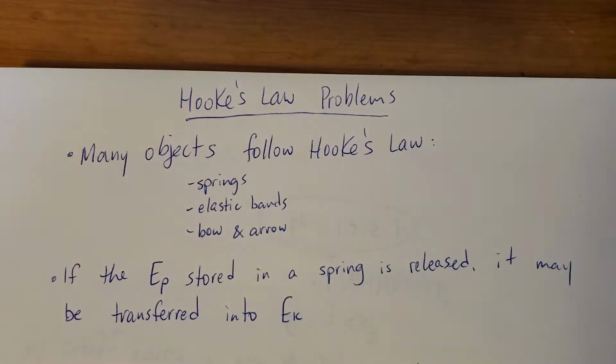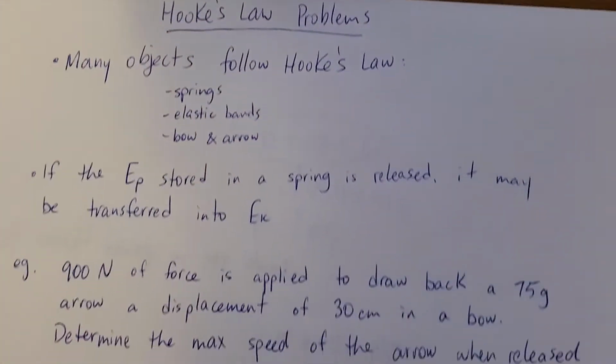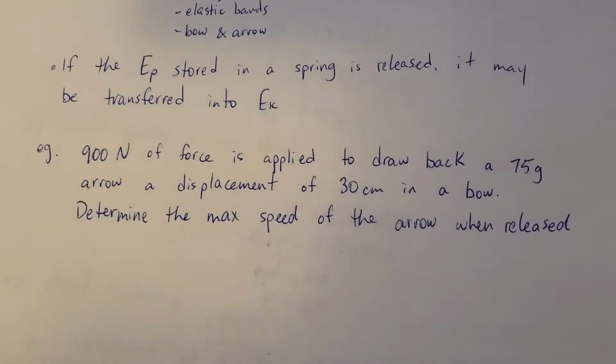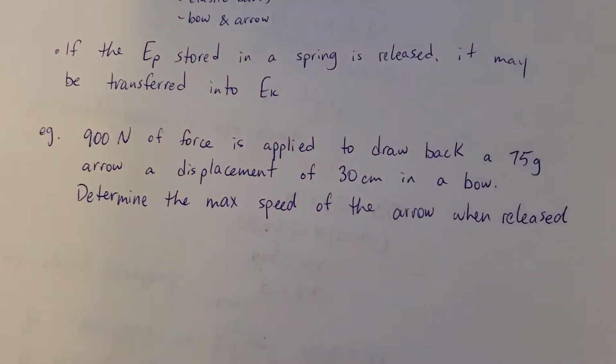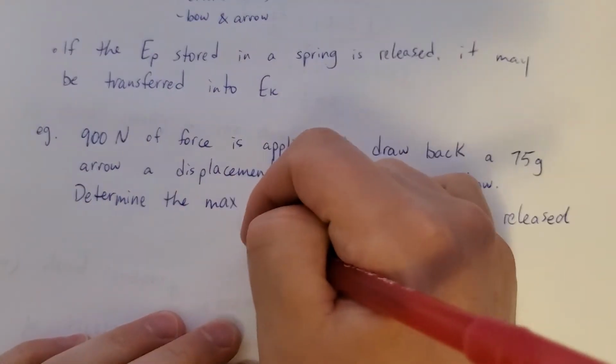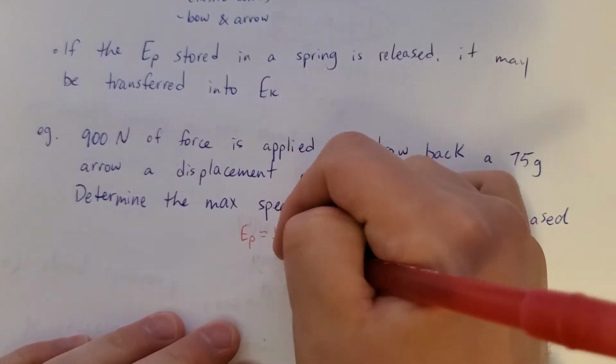Okay, so I got an example here for us, and it's going to apply pretty much everything from Hooke's law so far. So I got 900 newtons of force applied to draw back a 75-gram arrow by 30 centimeters in a bow. We're going to determine the maximum speed of the arrow when it's released. First thing we're going to need to know is how much energy is stored in the bow.